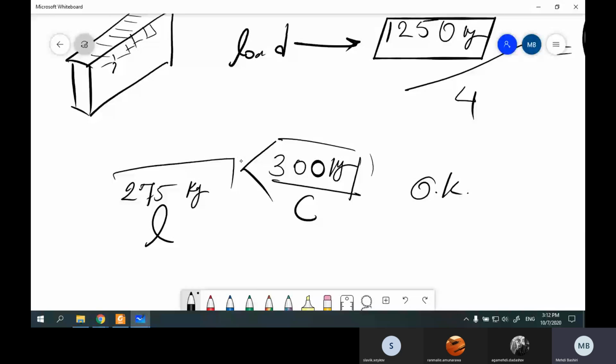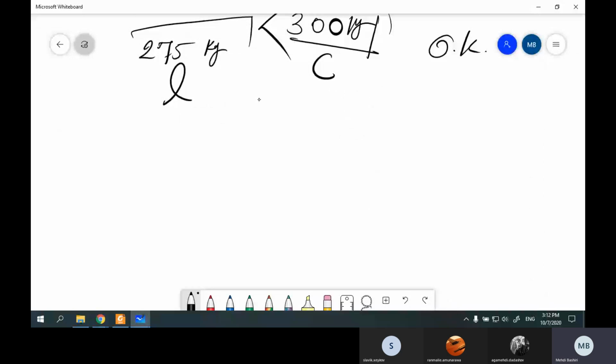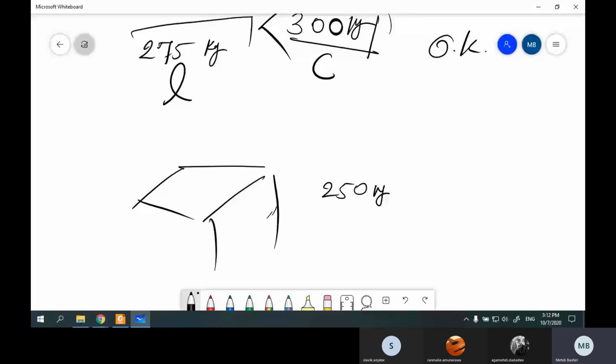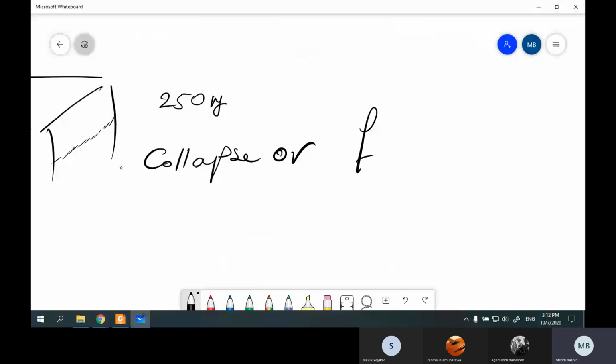But if, for example, you design a wall with the capacity of 250 kilogram, this is the final capacity. In some cases, you'll have what? Collapse. Or in the general way, failure. Okay, and this case is not good.